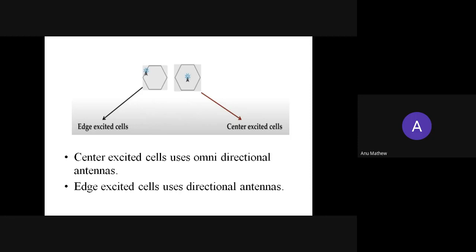In both cases, in mobile communication, we are using isotropic antennas. Even if they are omnidirectional or directional antennas, they are isotropic. That means they are transmitting the power in a spherical manner. So the isotropic antennas are transmitting power in a spherical manner.